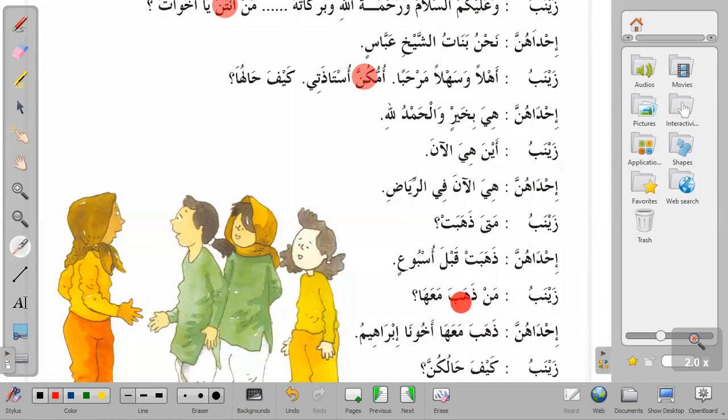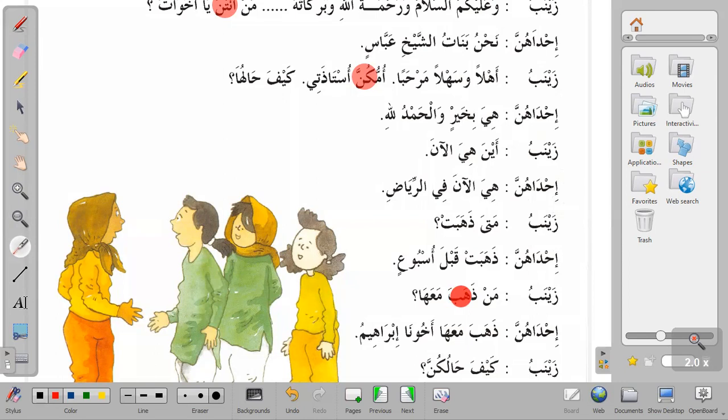Why is here not zahabat, but it is zahaba? One of them said that she's asking about someone, their mother. So one of them said zahaba ila riyad, and here she said that zahabat qabla usbu'in. She went a week ago, or before a week, meaning a week ago. So Zainab is now asking, man zahaba ma'aha. Who went with her? Did anyone go with her? She's asking. So why is this zahaba not zahabat?